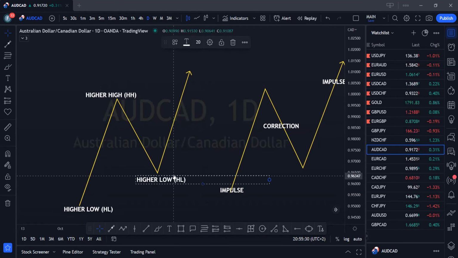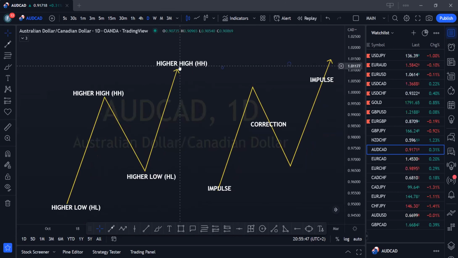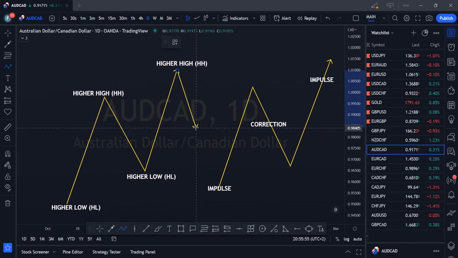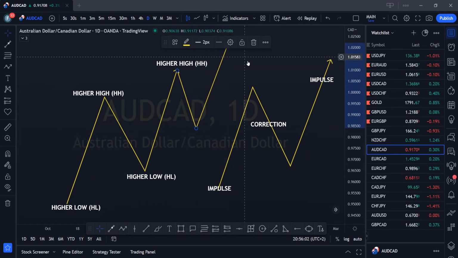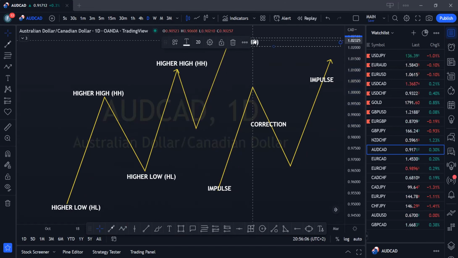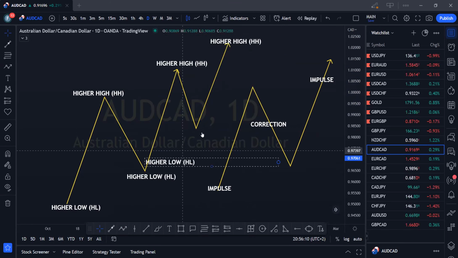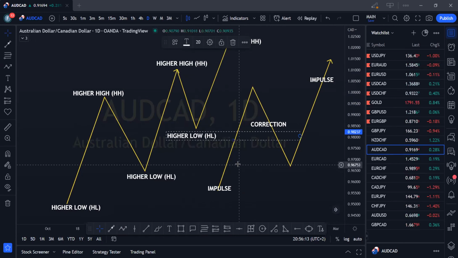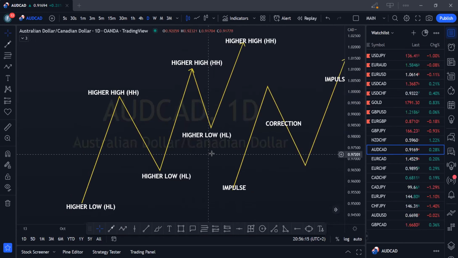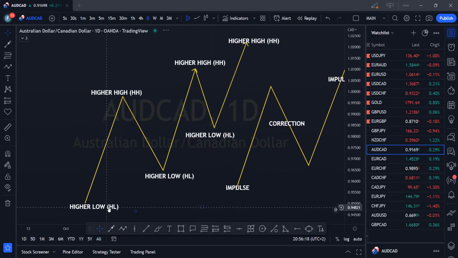So when higher highs keep forming, you say price is in an uptrend. So price can still go down, correct itself to form a higher low, and then break this previous high to create a new high. So that will be your new higher high, like so. Higher high, and then this is a higher low. Okay, so an uptrend is made up of higher lows and higher highs.